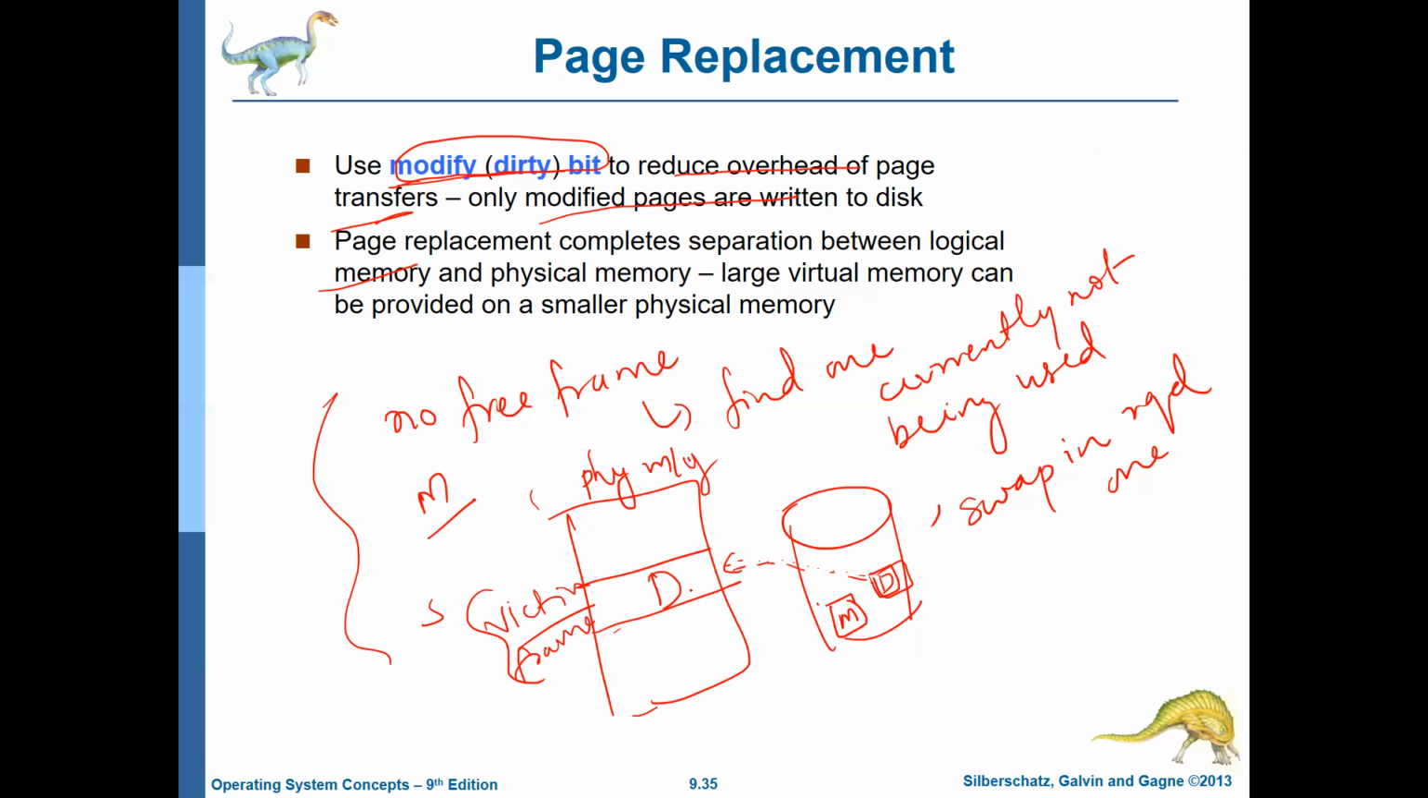So now what you have to do is write it back to the location. What is the purpose of this modify bit or dirty bit? You can decide whether this particular frame in the memory, this one D, has been modified recently. If it has not been modified, it will contain the same copy that it earlier had in the secondary storage device.